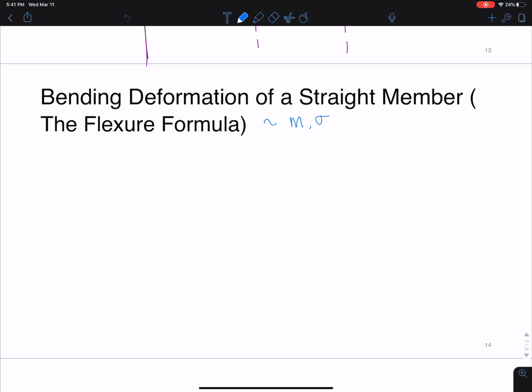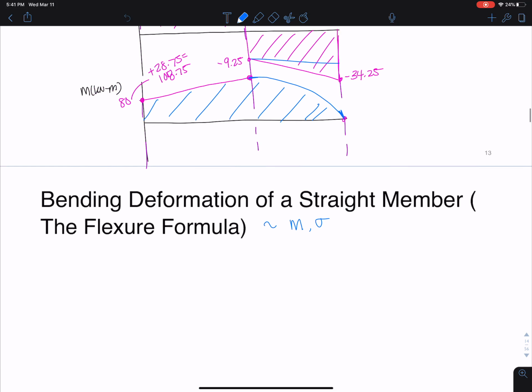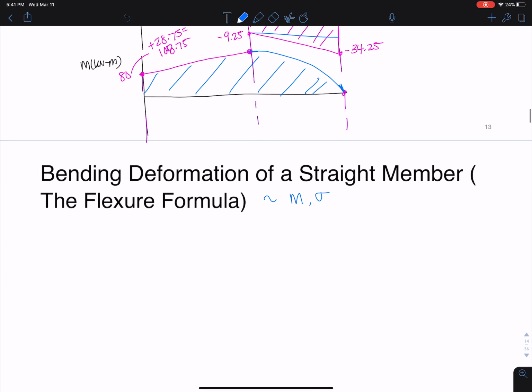All right, guys, so we're going to pick up right where we left off with the last video. We finished the shear moment diagram part of this topic, and we're going to move on to bending deformation of a straight member, and we're going to derive the flexure formula.